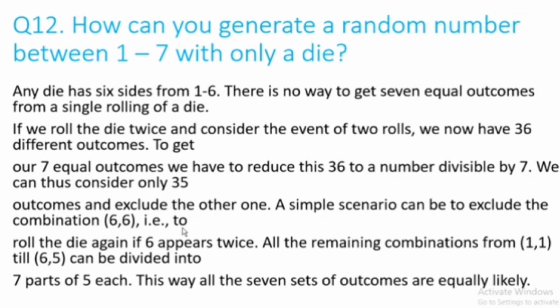A simple scenario can be to exclude the combination 6, 6. We exclude it and we get 35 outcomes, which is divisible by 7. If 6 appears twice, roll the die again. All the remaining combinations from 1,1 till 6,5 can be divided into 7 parts of 5 each. This way, all the 7 sets of outcomes are equally likely.